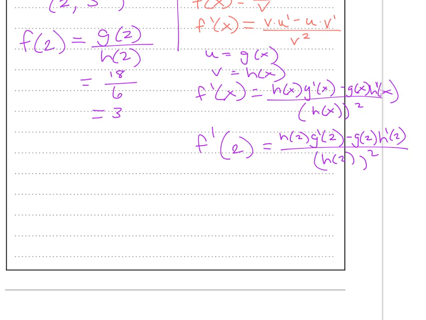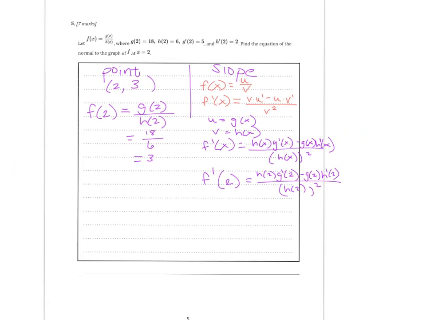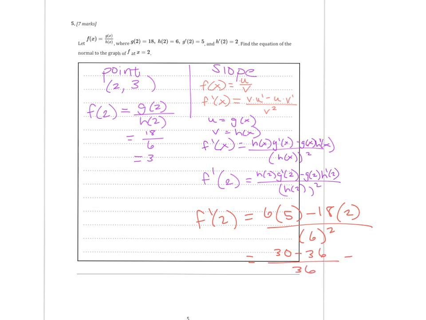So if I were to substitute in, here we go. We know h of 2 is 6. We know g prime of 2 is 5. We know g of 2 is 18. And h prime of 2 is 2. And we know h of 2 is 6, so that's going to be 6 squared. So that gives us 30 minus 36 divided by 36. So that gives us negative 6 over 36, which is negative 1/6.